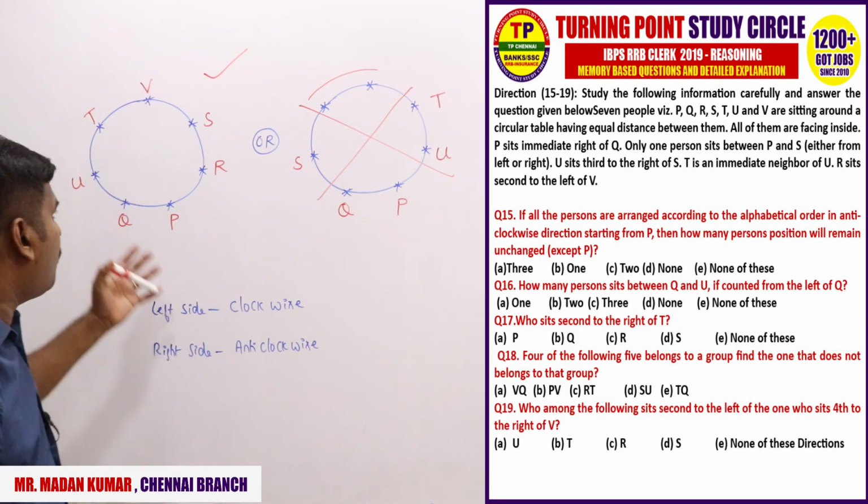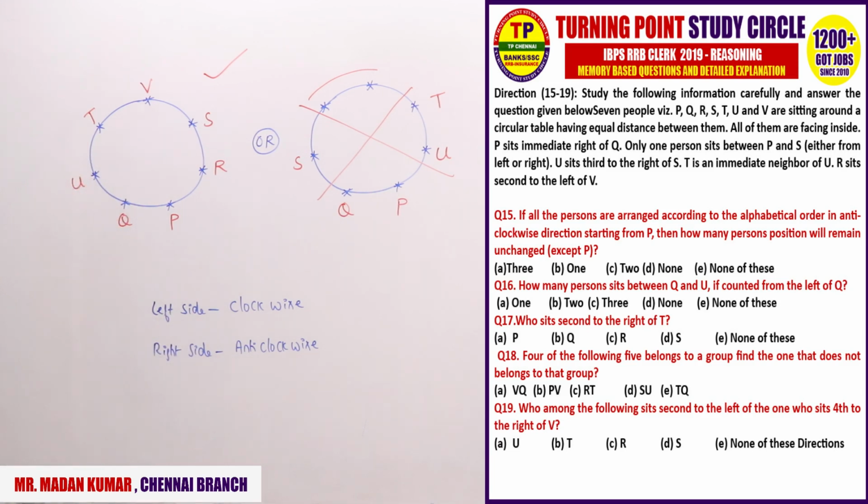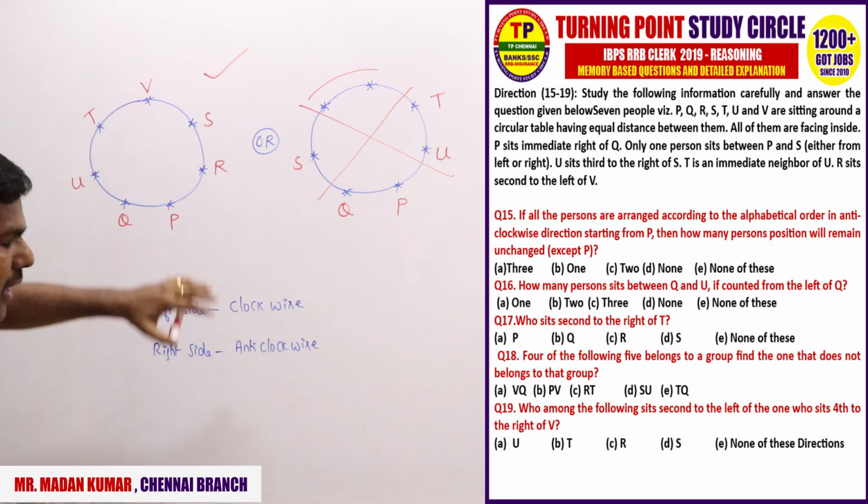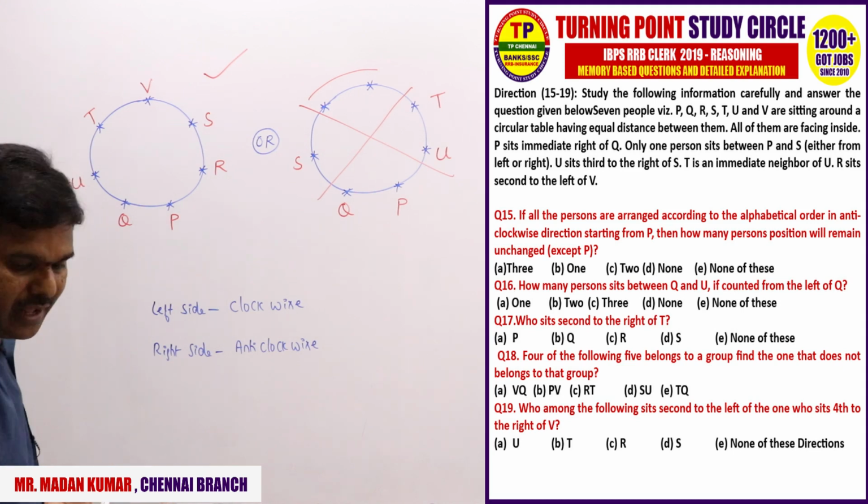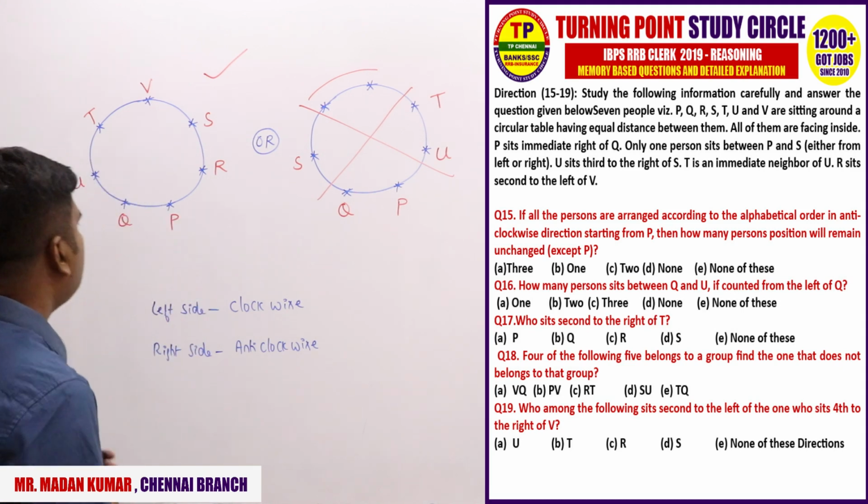Now see what are all the questions being asked based on this arrangement. First one: if all the persons are arranged according to the alphabetical order in anti-clockwise direction starting from P, then how many persons' positions will remain unchanged, except P. Starting from P, we need to arrange alphabetically in anti-clockwise direction, right?